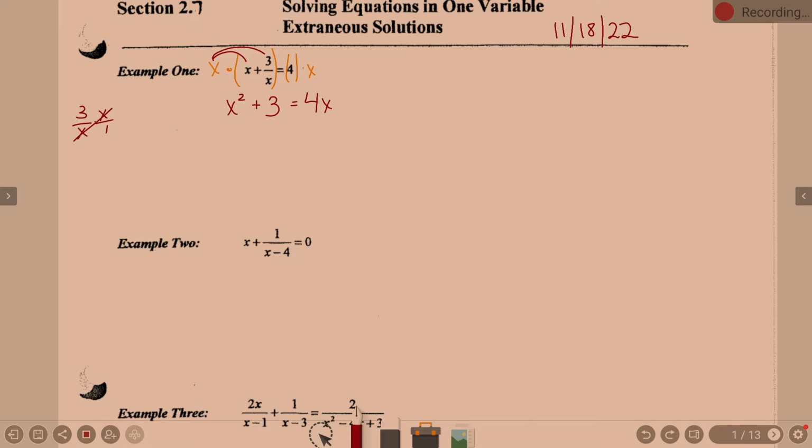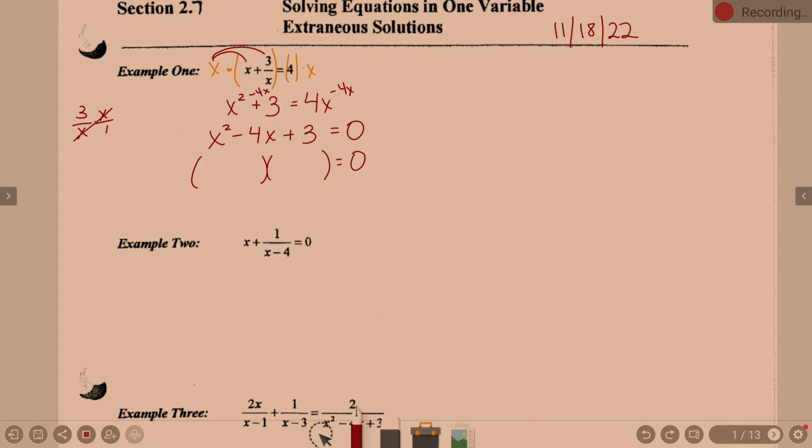So if I subtract the 4x over, order-wise, I'm going to write this as x squared minus 4x plus 3 equals 0. You guys have seen some equations like this on your quizzes and tests this year, and for some reason they're always rough. That's why we have to know how to do this. This is knowing your algebra. What do I do with x squared minus 4x plus 3? Does it factor?